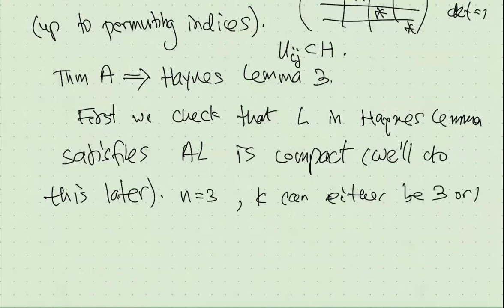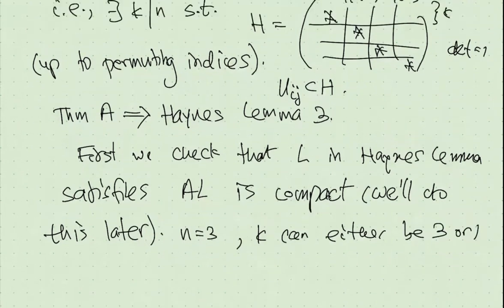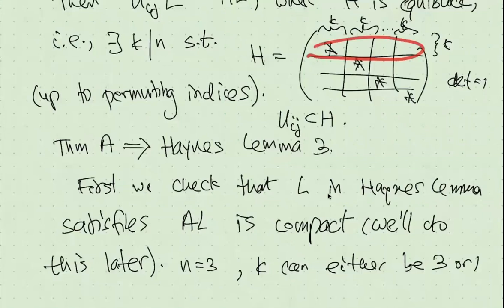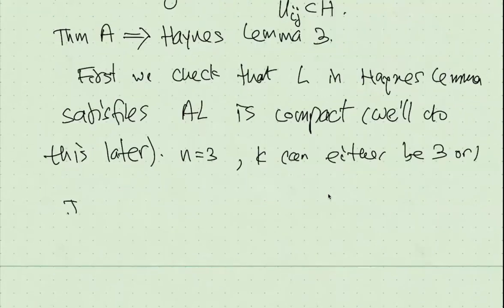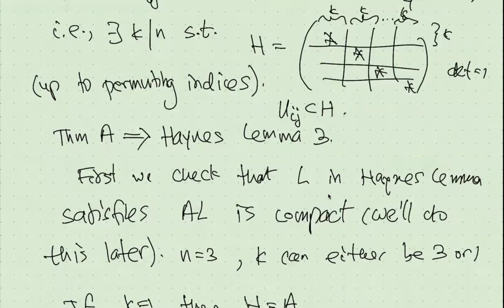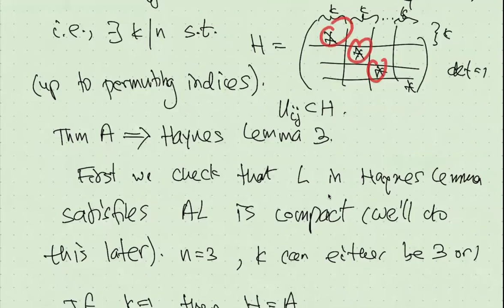K can either be 3 or 1, right? Because K has to divide N, because these blocks all have the same size. In total, you get an N by N matrix. So the only two cases are K equals 3 or K equals 1. If K equals 1, then H equals A. These just become 1 by 1 entries, and this just becomes the diagonal group. But the diagonal group doesn't satisfy this conclusion.